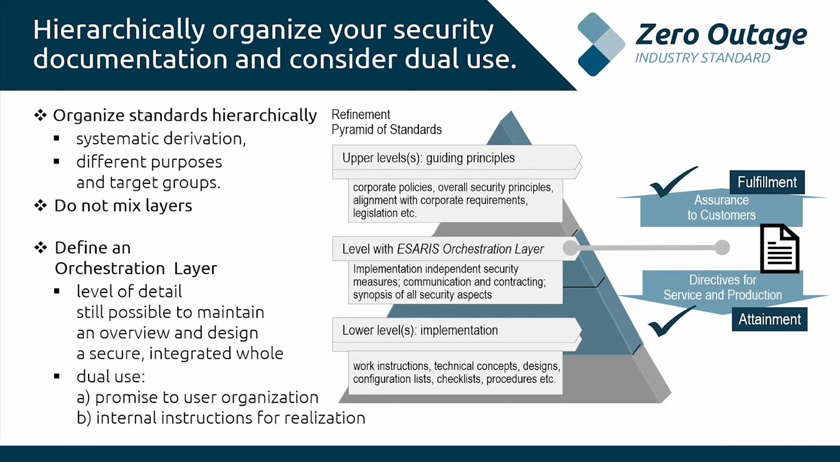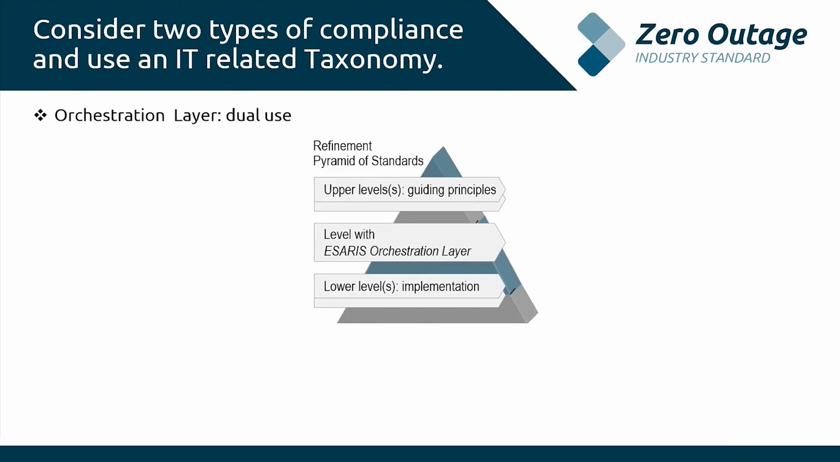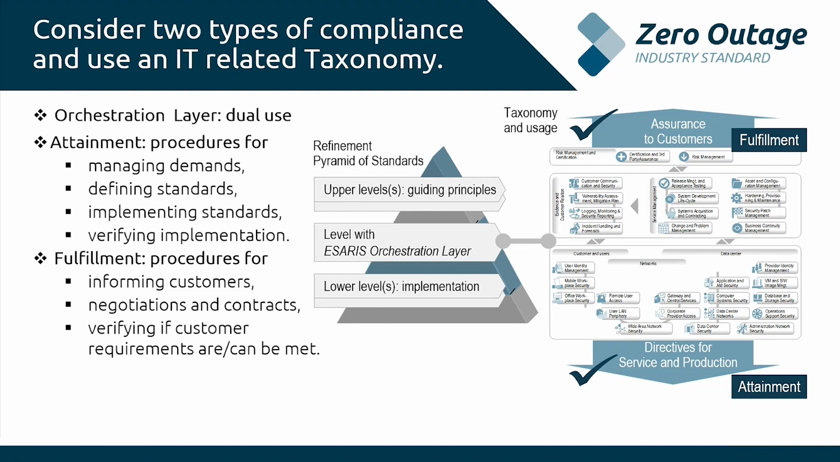Dual use. And now we go a little bit more into detail: we should in general consider two types of compliance activities which relate to this dual use. You see here the pyramid in a slightly different form, with the orchestration layer for dual use in the middle. There are two purposes, which I just mentioned: attainment and fulfillment. Assuring customers is about fulfillment, and implementation of IT service security is called attainment.